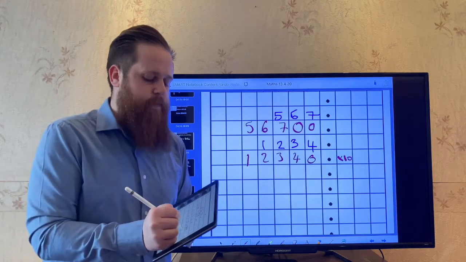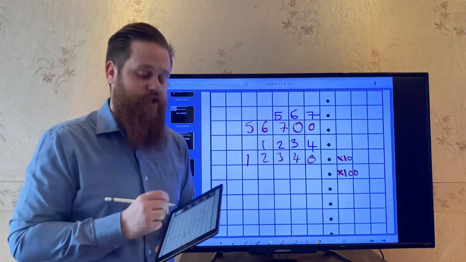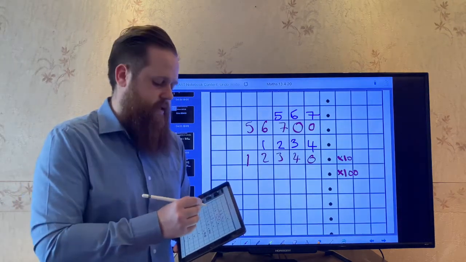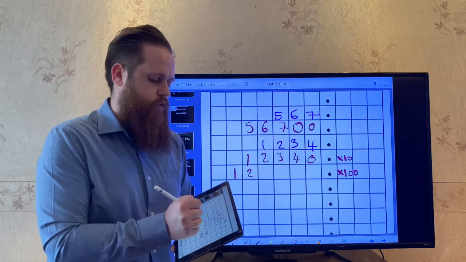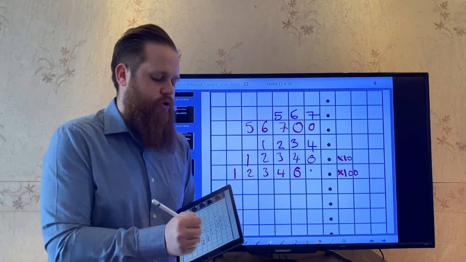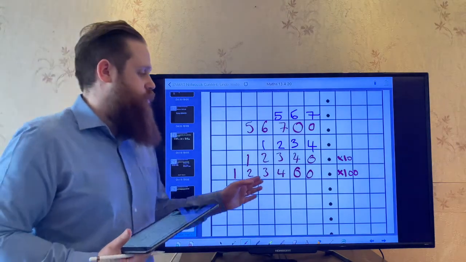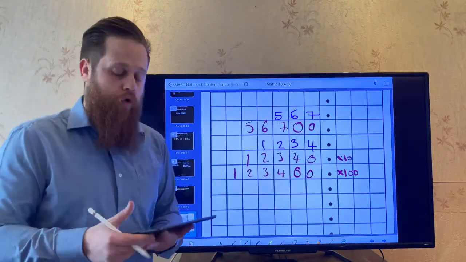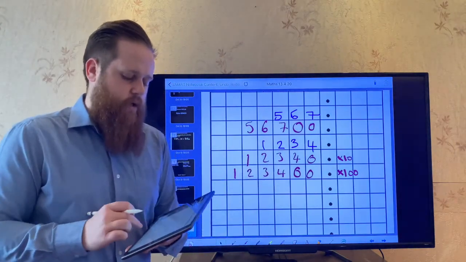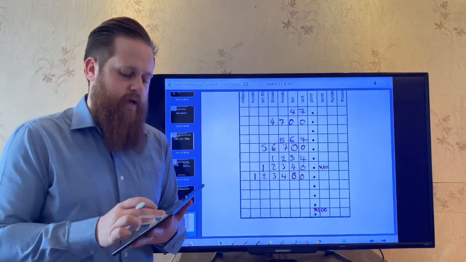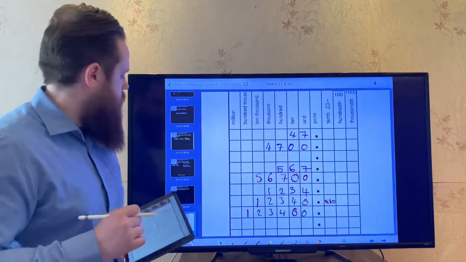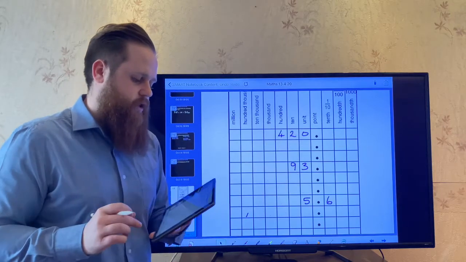If I was timesing by 100, okay, the original number, it would move 2 places. So the 1, the 2, the 3, the 4, and then my 2 zeros, okay? Give me 123,400, okay? So, well done if you've been doing that really, really well, okay? That's how it would look. Let's have a look at the next one here.